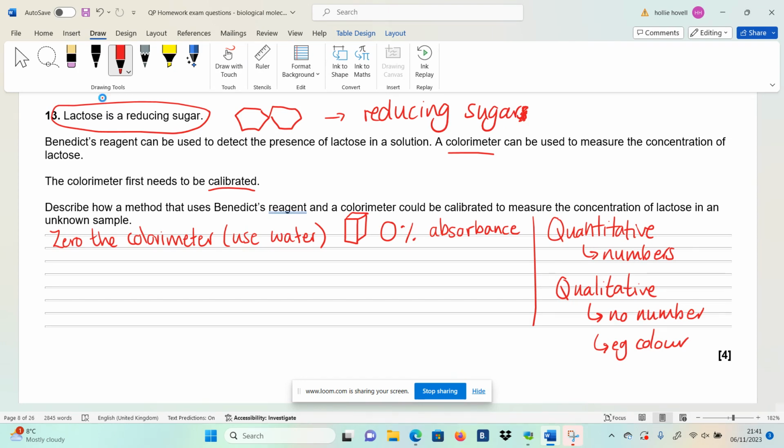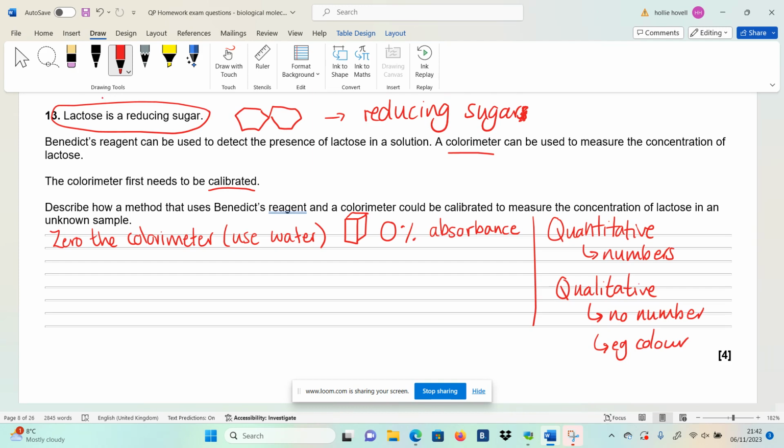So what we do is we put water in the little cuvette, we put it in the colorimeter, it shines the light through it, and we say whatever that reading is, let's call that zero. So that's called calibrating it. Okay, so zero the colorimeter using water.